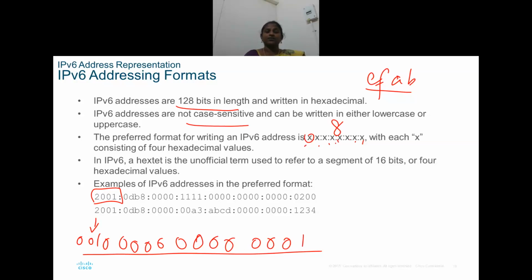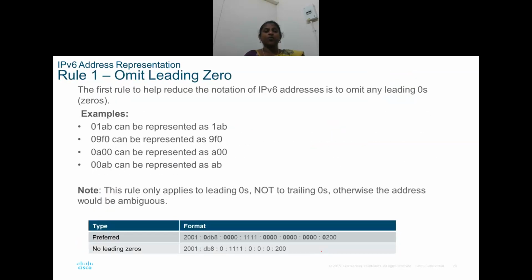And you have 8 sections. Every section is represented by 4 digits, and every digit is represented by a 4-bit binary number. So now this is a very big representation. How can you shrink it is the question. How can you make it a little bit easier for representation? There are two easy rules for IP version 6.